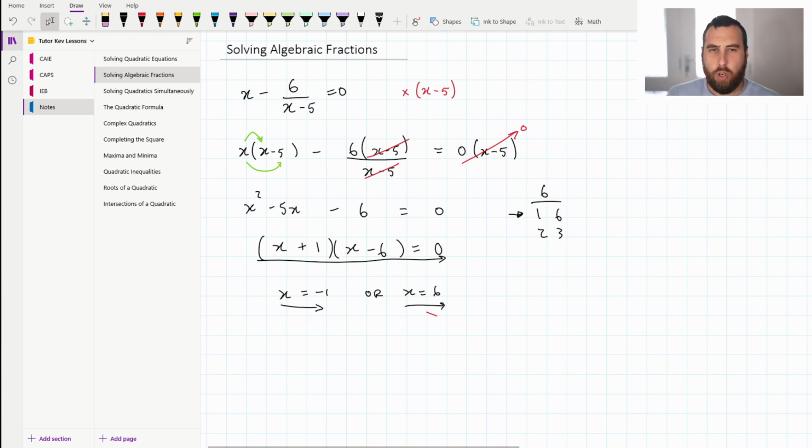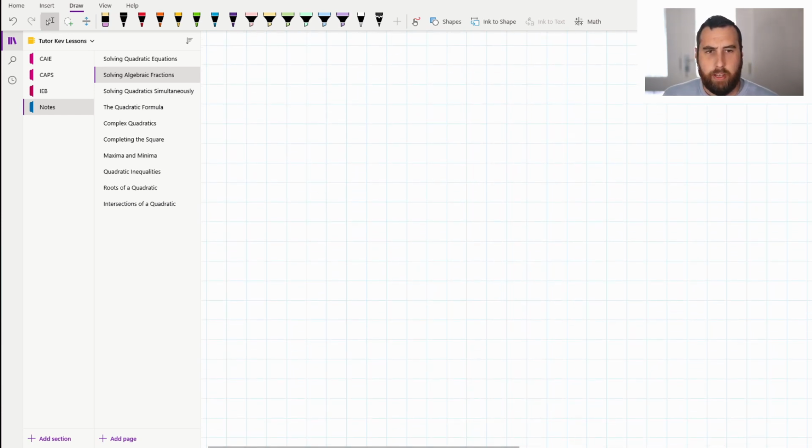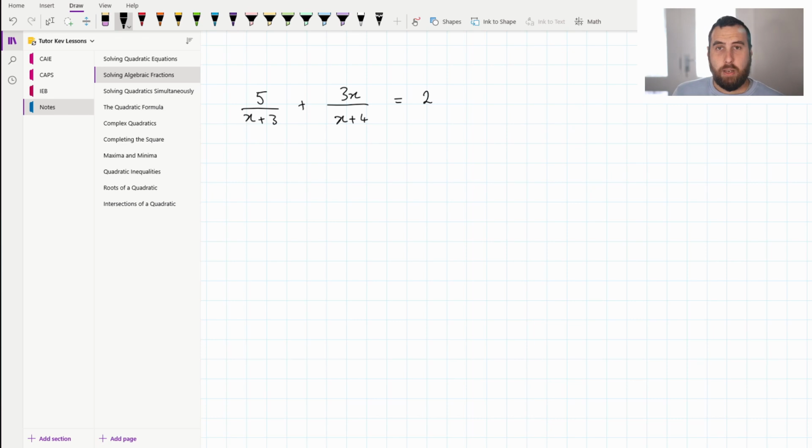Let's take a look at a more complicated scenario, one where we have multiple denominators. Here I've got the question 5 over (x plus 3) plus 3x over (x plus 4), and that all equals 2. Here we follow the same rule again. Remember, step 1, multiply each term by all the denominators.